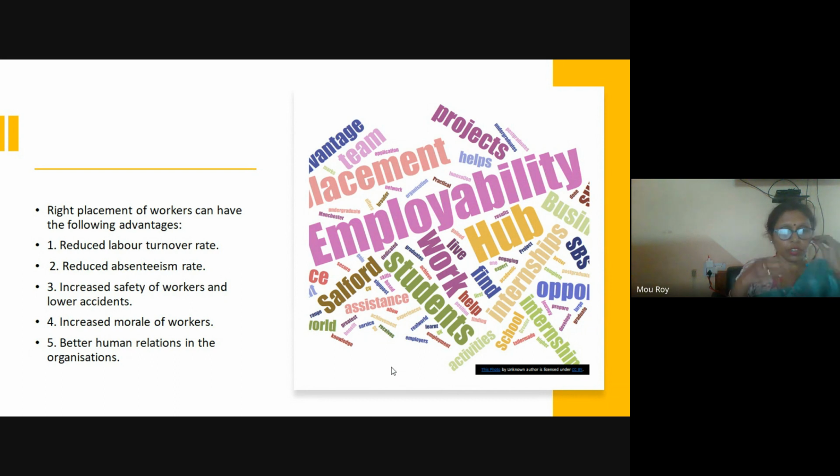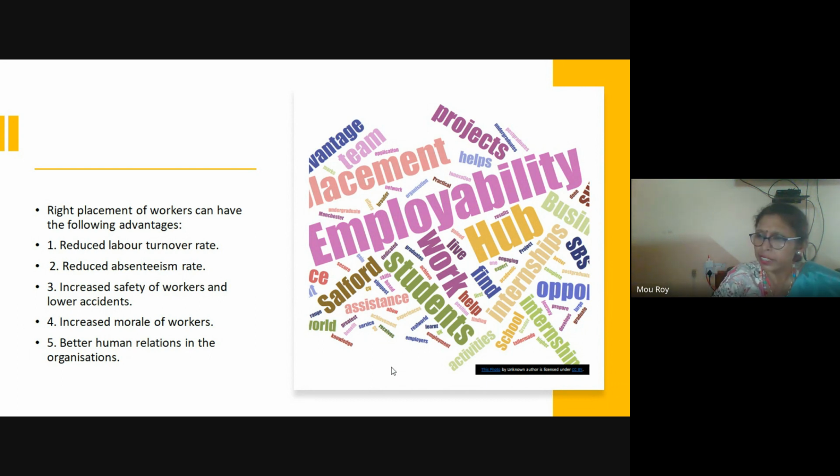So right placement of workers can have the following advantages. What are the advantages? Reduce labor turnover rate. As I told you, if the employees are not satisfied, then obviously they will leave the company and join another. So you have to reduce labor turnover rate and reduce absenteeism rate. If the employees are not happy with the work environment or the salary structure, or sometimes bosses are always very fussy and not satisfied, you should know how to get the work done. That is very important.